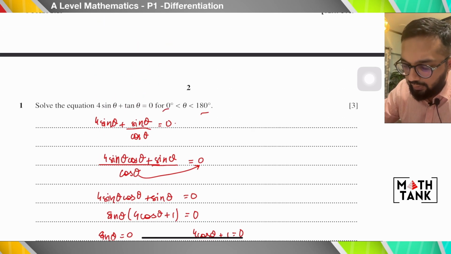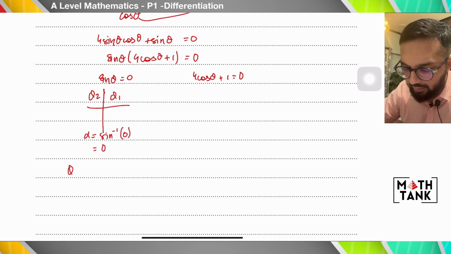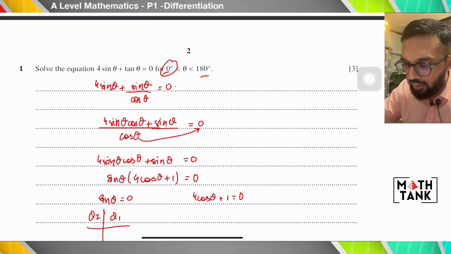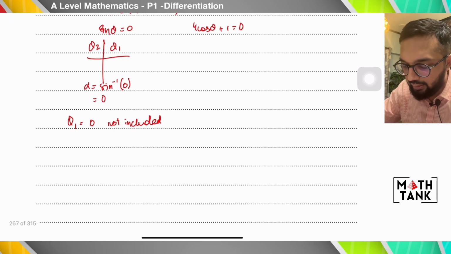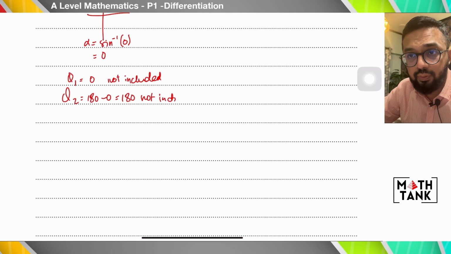Now this is from 0 to 180, so I just have quadrant 1 and quadrant 2. Alpha equals sine inverse of 0, which is 0 itself. I can say that quadrant 1 is 0, but not included because it's outside. You see 0 and 180 are not included here. They are greater than or less than, so not included. Quadrant 2 is 180 minus 0, which is also not included. So these two will not be part of your final answers.